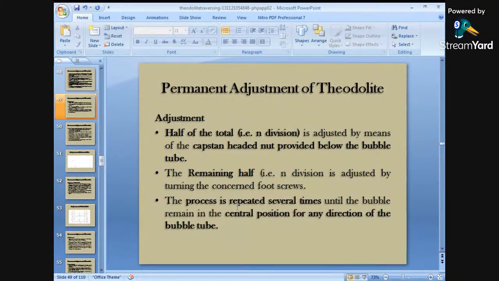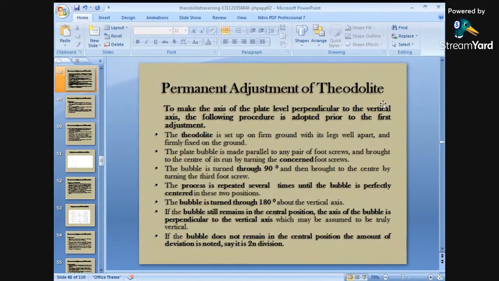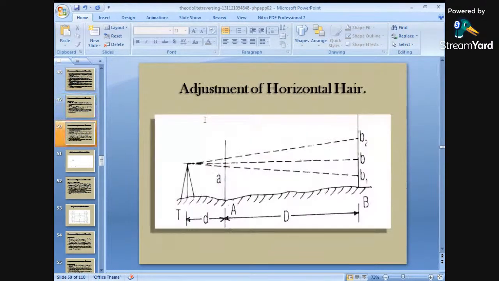temporary leveling. That is the process of repeating several times until the bubble remains in the central position for any direction of the bubble tube. So half the deviation is adjusted with the help of the capstan head screw, and half the deviation is adjusted with the help of your leveling operation. This is how you maintain the first relation, that is, your plate level perpendicular to your vertical axis. This is how your permanent adjustment has been done.